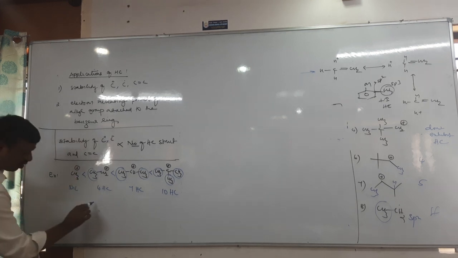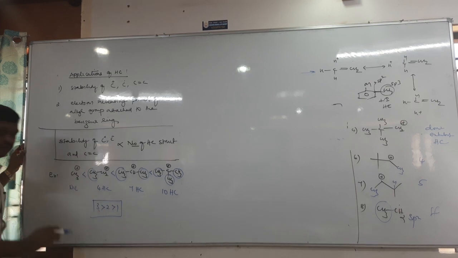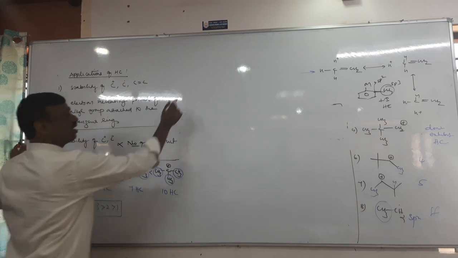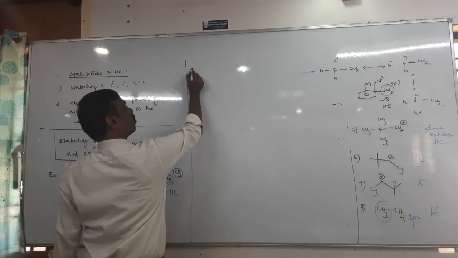It is nothing but what we have studied. So 3, 2, 1, the stability order of carbocation is 3 > 2 > 1. The stability of carbanion is 1 > 2 > 3, reverse, right? Okay. Next, one more example.